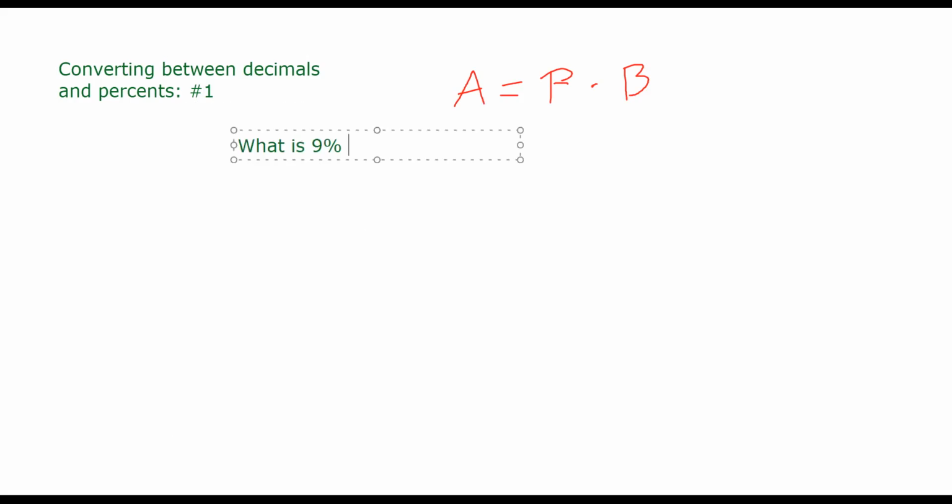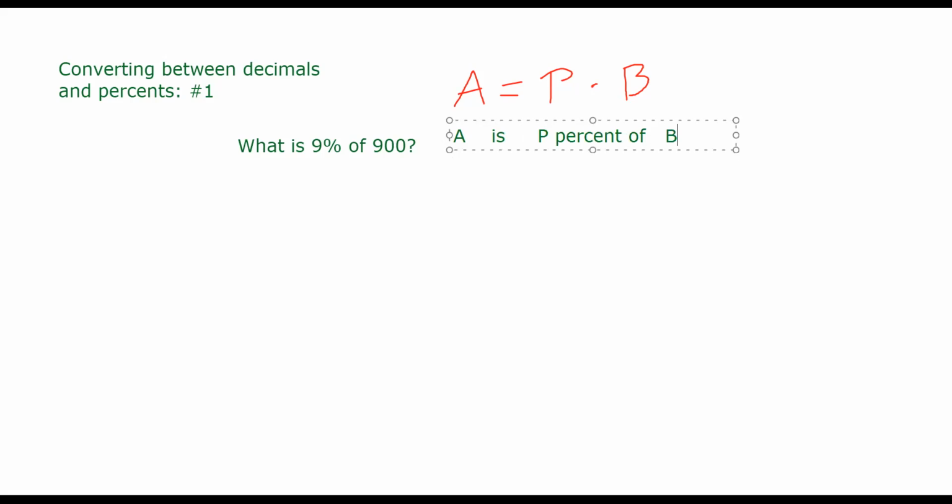What is 9% of 900? That's what it wants to know. Good question. So it wants us to use the percent formula. Sometimes this is read as A is P, hold on, percent of B.